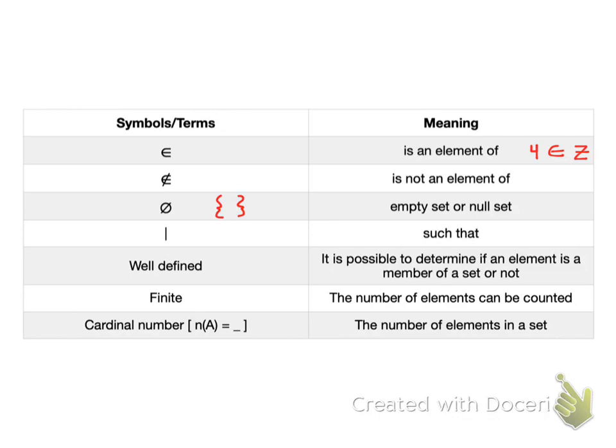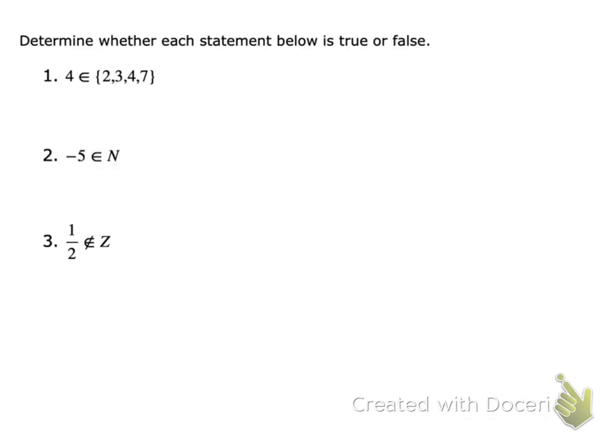Finite. A set is finite if the number of elements can be counted. So if I can give an actual number of how many elements are in it, then it's a finite set. Otherwise, it would be an infinite set. And then the cardinal number, which we write with n parentheses A, basically means the number of elements in A equals, and I fill out the number. That's the number of elements in a set. Okay, so let's look at how we would use these.